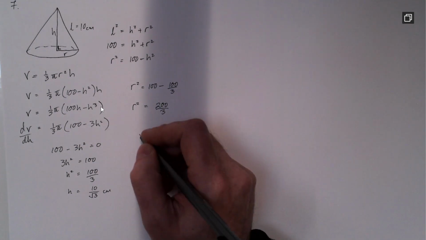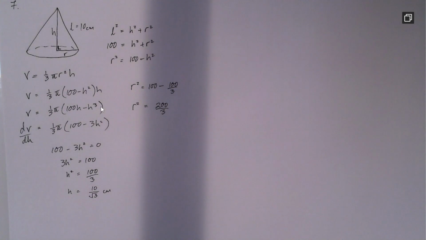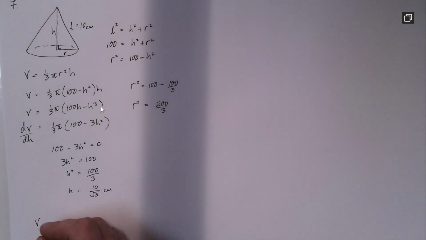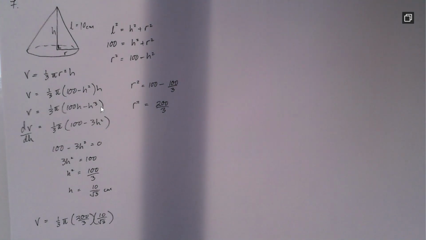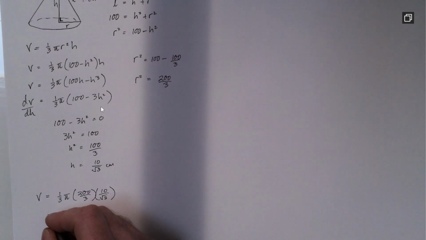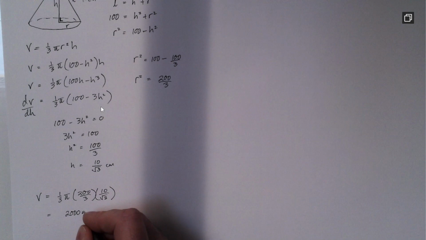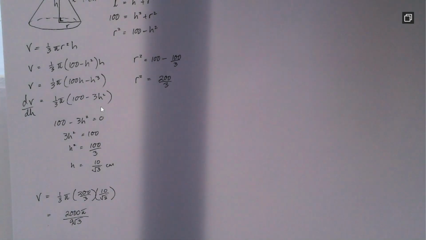So r squared equals 200 over 3. So the maximum volume, V equals one third pi r squared h, so one third pi times 200 over 3 times 10 over square root 3. That gives 2000 pi over 9 square root 3 centimeters cubed.